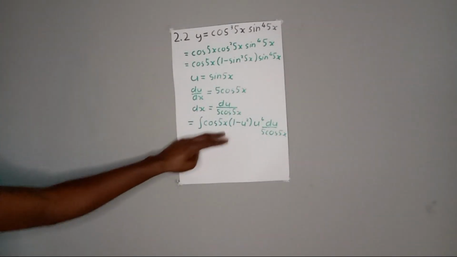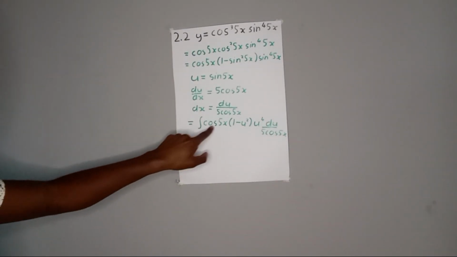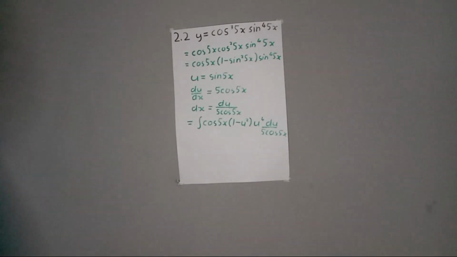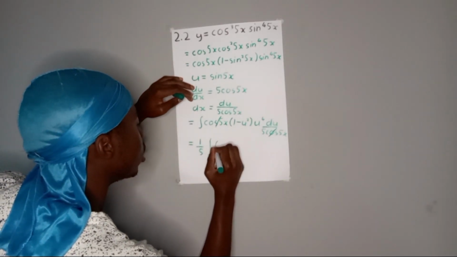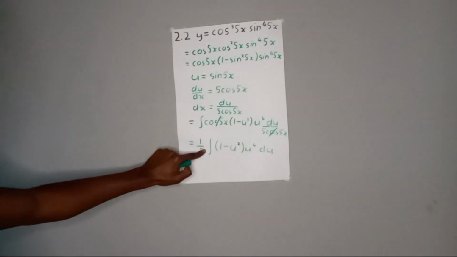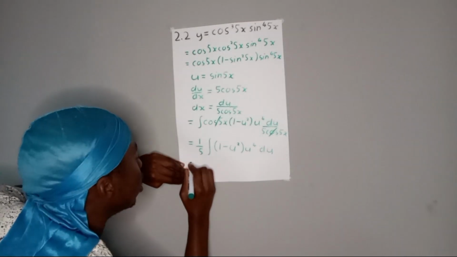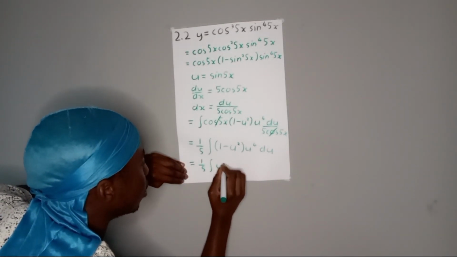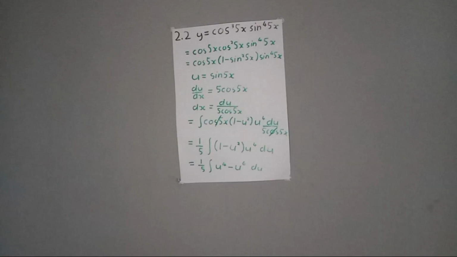Okay, now we've got this. What's the next step? The next step is to take this 5 out. This one is 1 over 5, so we're going to take that out. And then we're going to cancel out the cos 5x in order to get this, 1 over 5 and all of that right there. Now what we need to do is just expand the bracket in order to get this.